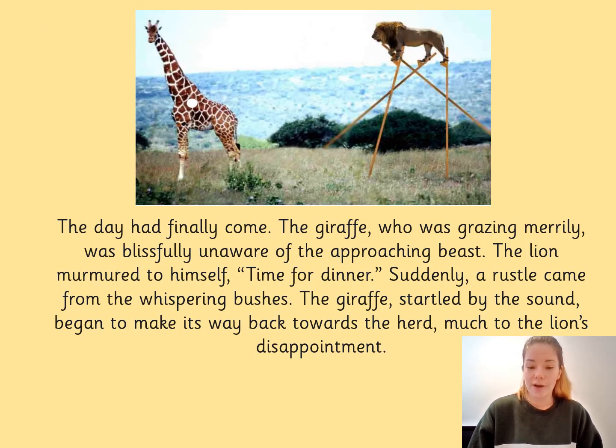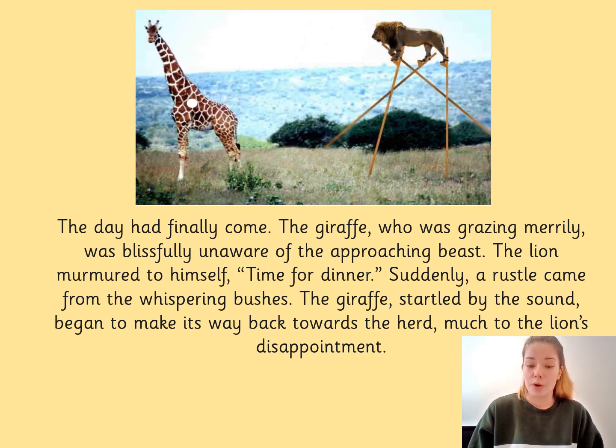The day had finally come. The giraffe, who was grazing merrily, was blissfully unaware of the approaching beast. You'll notice that I've got a pair of commas within that sentence. That's because I've used the relative clause, who was grazing merrily. The lion murmured to himself, time for dinner. I've used a comma here to indicate that I am about to start my direct speech.